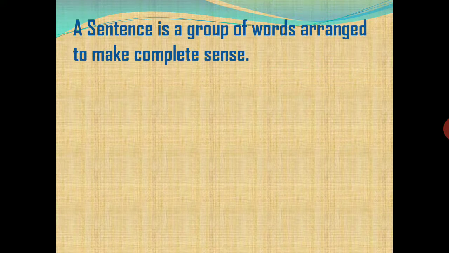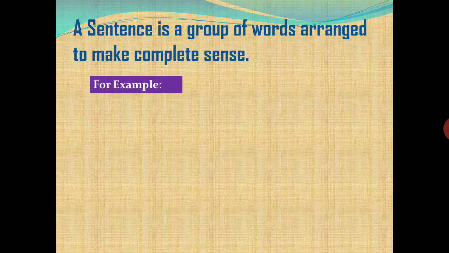Now, let us look at it. A sentence is a group of words arranged to make complete sense. When we say sentence, the definition of a sentence is that it is a group of words which are arranged to give us a complete and clear picture.